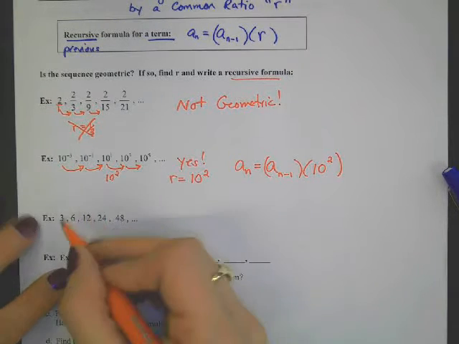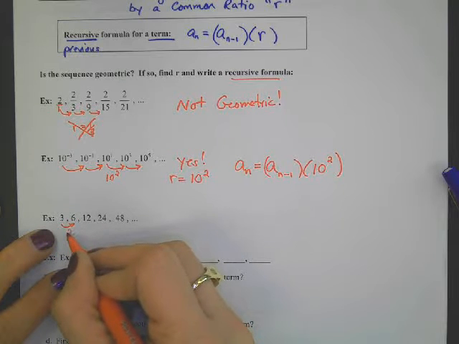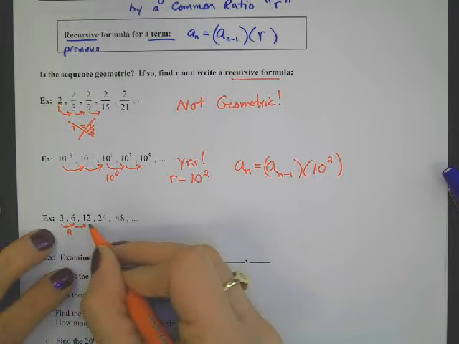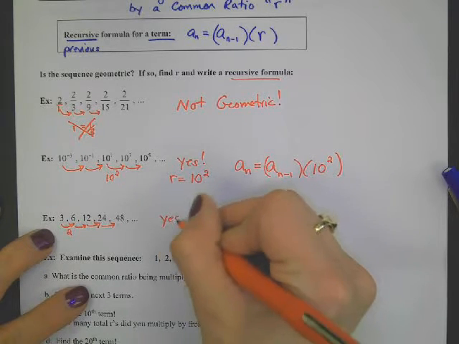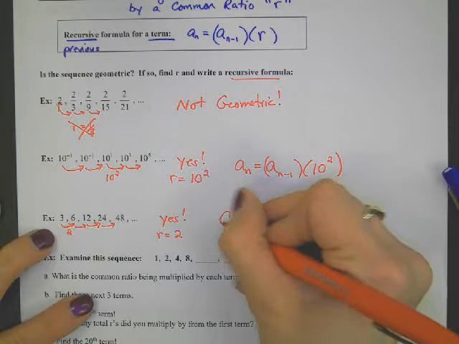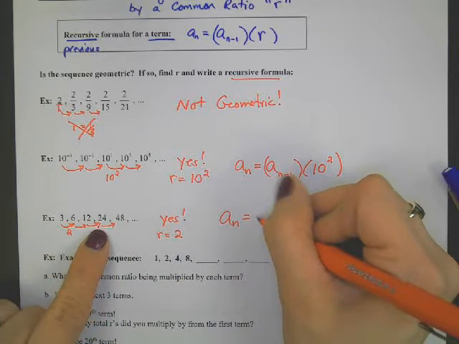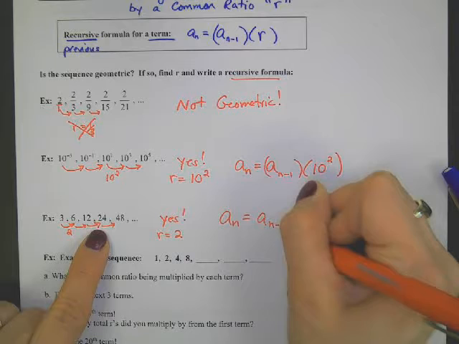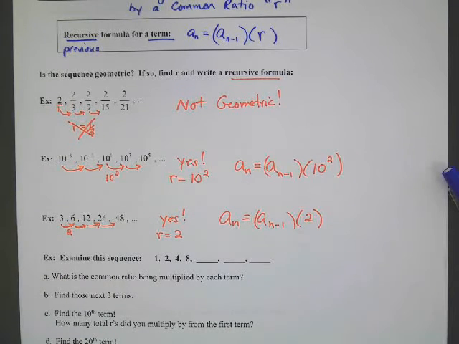All right, let's take a look at these. 3 times 2, 6 times 2, times 2, times 2. Yes, this one is definitely geometric because the R is 2. Okay, let's write a formula then. How do you find a term? For this sequence, take the one right before it, A sub n minus 1, and multiply by 2. And that's how you write a geometric recursive formula.